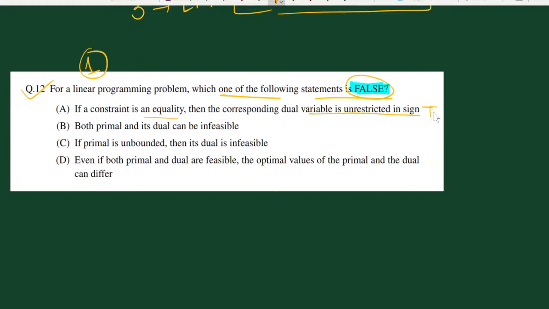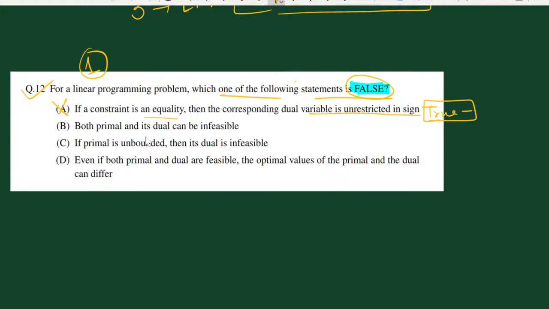Yes, this is a true statement. We all know that. If the primal problem has an equality constraint, then the corresponding dual variable is unrestricted in sign. So this is a true statement, therefore this is not the false statement.